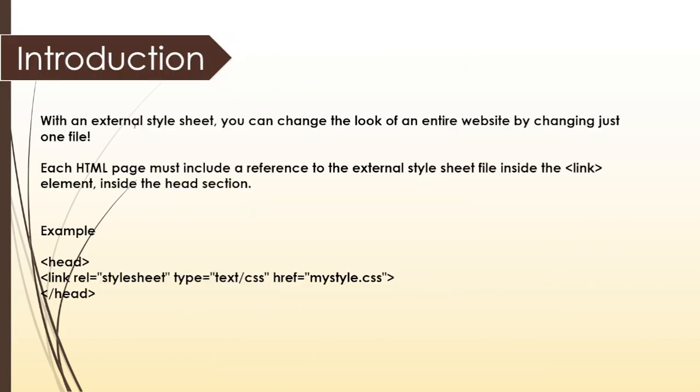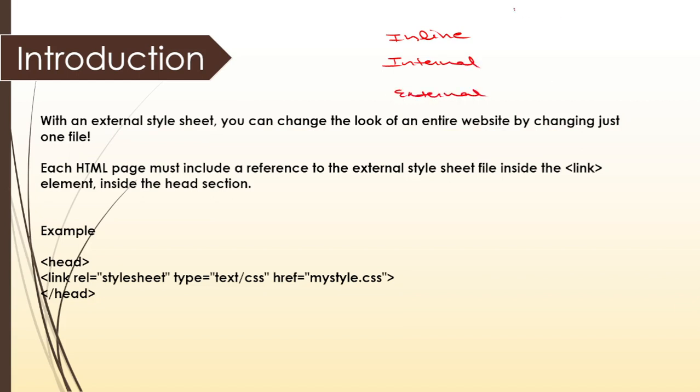As we have discussed earlier, with an external style sheet, you can change the look of the entire website by changing just one file. I have told you in the previous lecture that we have basically three types of cascading style sheets. First is inline, second is internal, and third one is external.